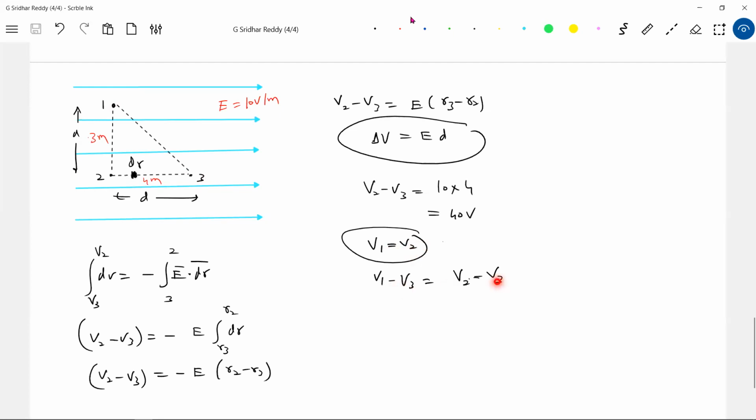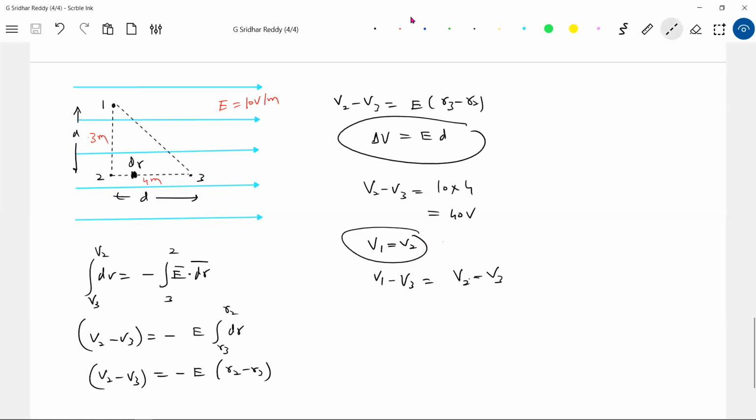No, sir, I didn't agree. You do one thing, use the same method. Solve it, you'll get the same answer. So whatever potential difference you get between 2 and 3, the same potential difference will be there between 1 and 3. Able to understand? Why should 1 and 2 be equal? Because 1 and 2 lie on an equipotential.